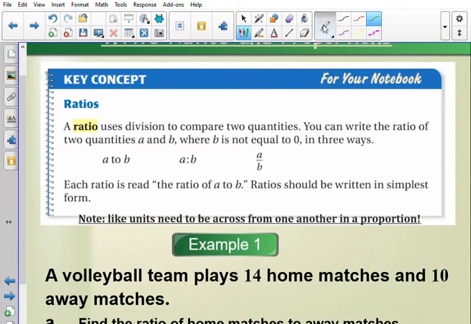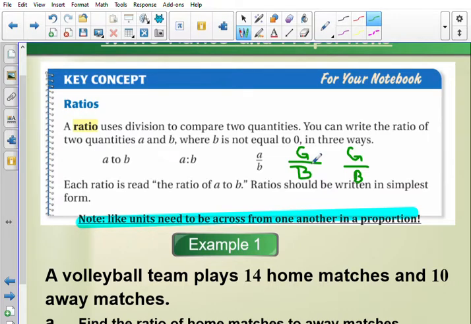We'll come back to this when we get to our examples, but like units need to be across from like units. So basically, if I was comparing girls to boys in this class, and then I was comparing girls to boys in another class, my ratio has to be lined up where it's girls to boys. Otherwise, it doesn't make any sense.